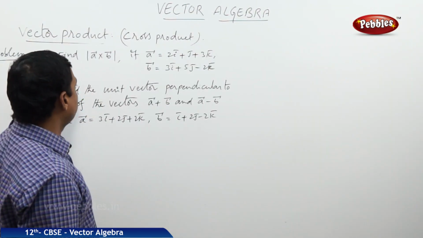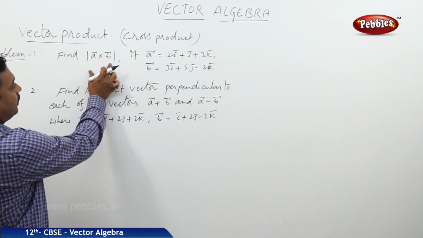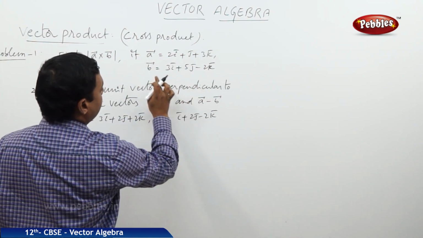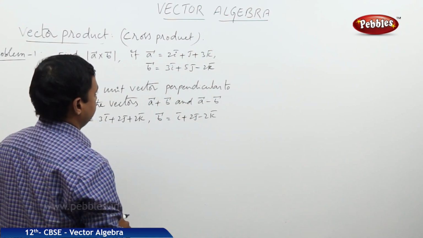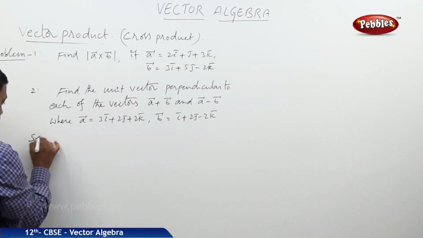Now let us see some problems on these concepts. Find the modulus of A cross B if A bar is equal to 2i plus j plus 3k, B bar is equal to 3i plus 5j minus 2k. And there is a second problem also. Now let us do the first one.